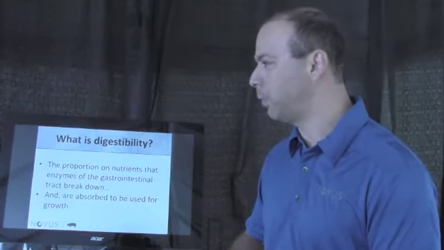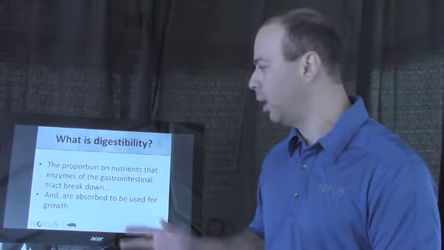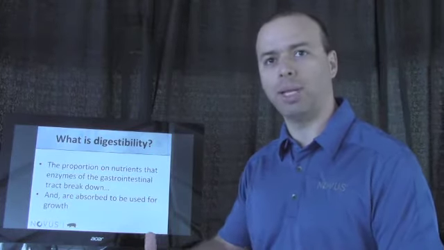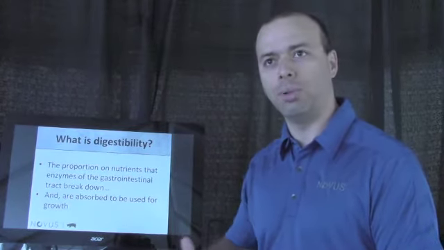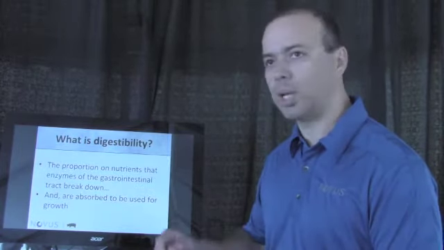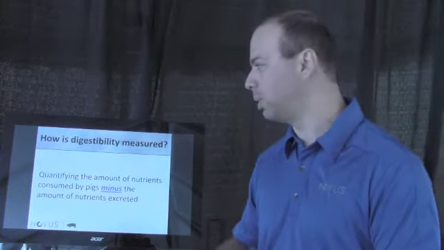So if we start with the first question, what is digestibility? It's basically the portion of nutrients that the enzymes of the animal are able to break down, and those nutrients are able to be absorbed by the animal. So that's basically what digestibility is. It's kind of a two-tiered type of component.